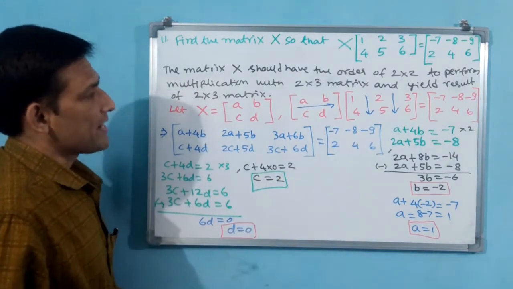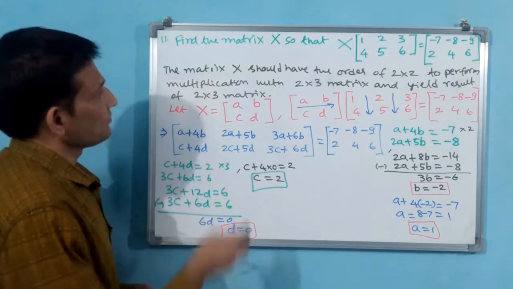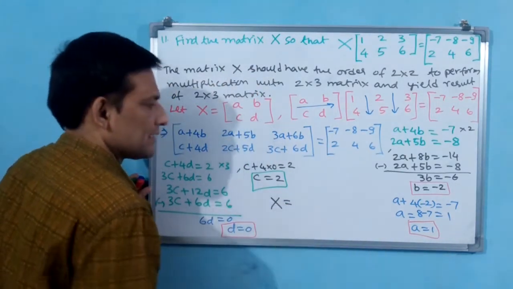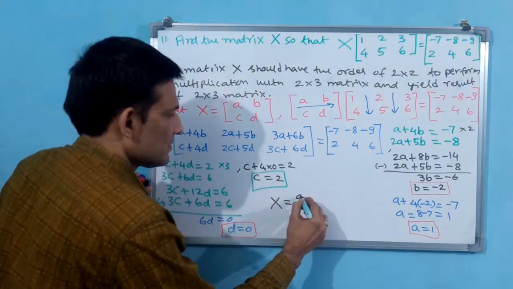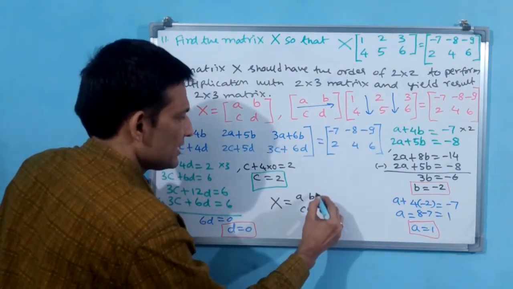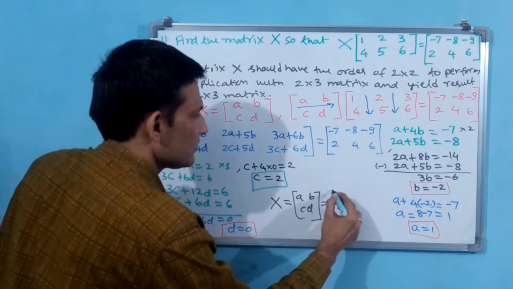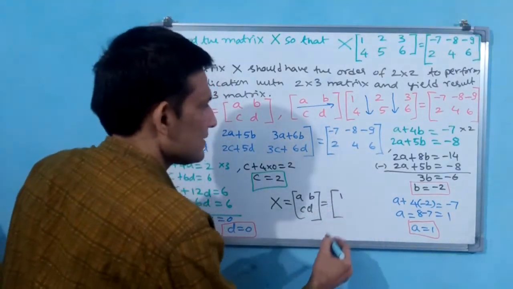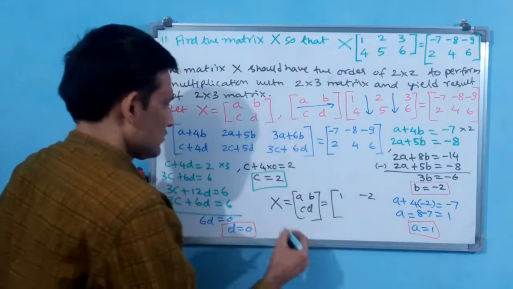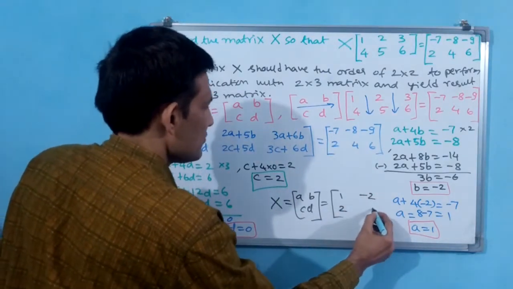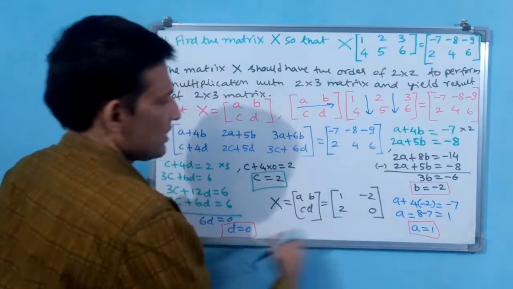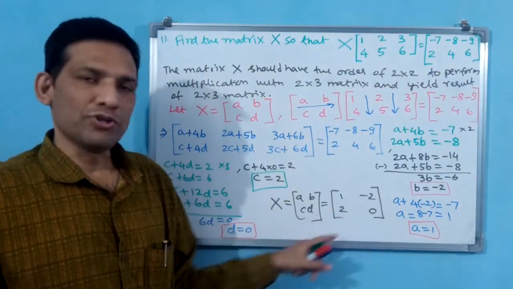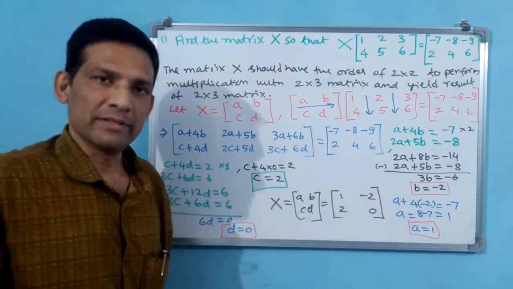Now finally you can write matrix X is equal to A, B, C, D. X is how much? A is how much? 1, minus 2, 2, 0. This will be your answer. X is equal to 1, minus 2, 2, 0. Why? Because A, B, C, D we have found.